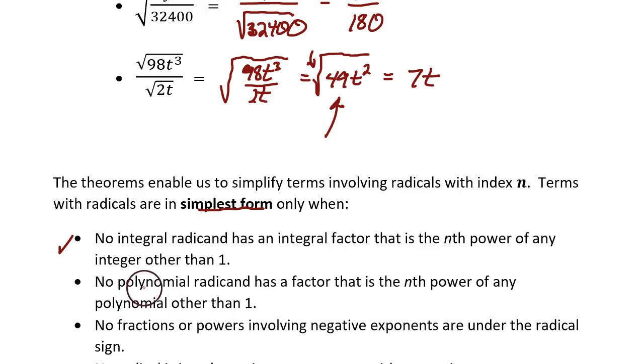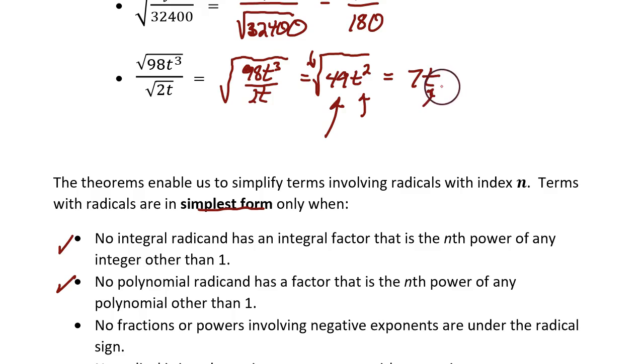Second criterion: no polynomial radicand can have a factor that is the nth power of any polynomial other than 1. That rule came into play with the variable piece. I knew that this wasn't simplified yet because the variable's power of 2 matches the index of 2. You can actually find the square root of t to the second power.